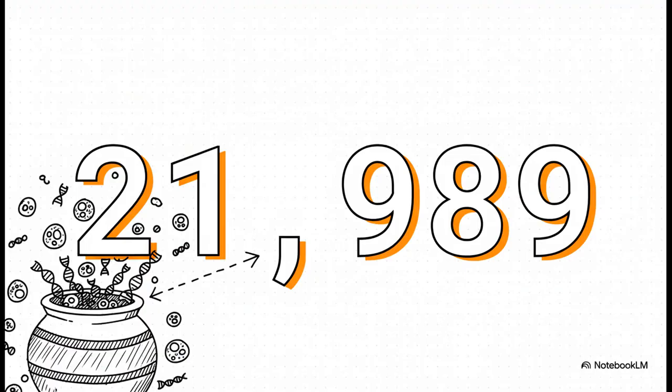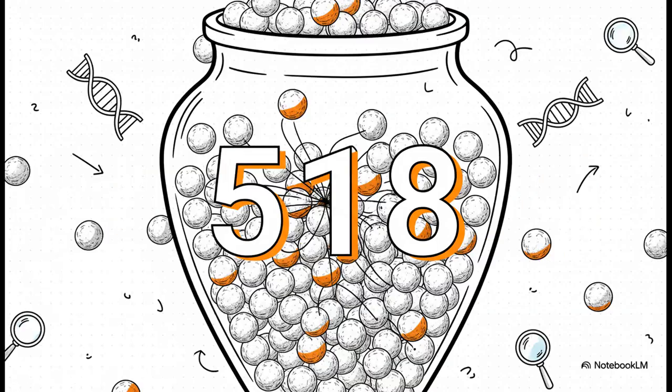Okay, let's build our scenario. In this particular study, the researchers measured a grand total of 21,989 genes. That massive number, that's our urn. That's every single ball, black or white, that's sloshing around inside. Now, out of that giant pool, their initial analysis flagged 518 genes as significant. In our game, these are the valuable white balls that we're hoping to find. They're mixed in there with tens of thousands of other non-significant black balls.